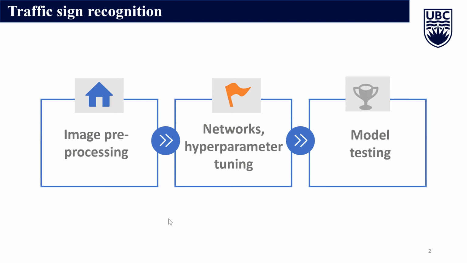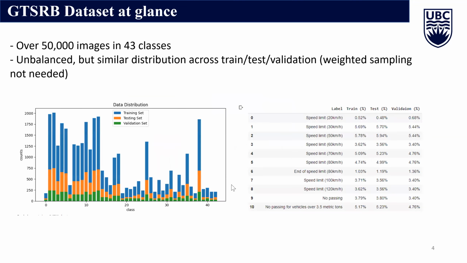We have three parts for this project. The first part is image preprocessing. And we use the GTSRB dataset as our dataset. There are over 50,000 images in 43 classes.